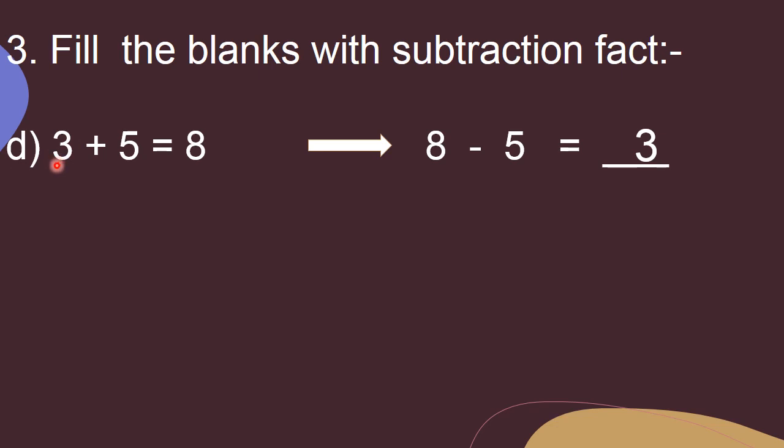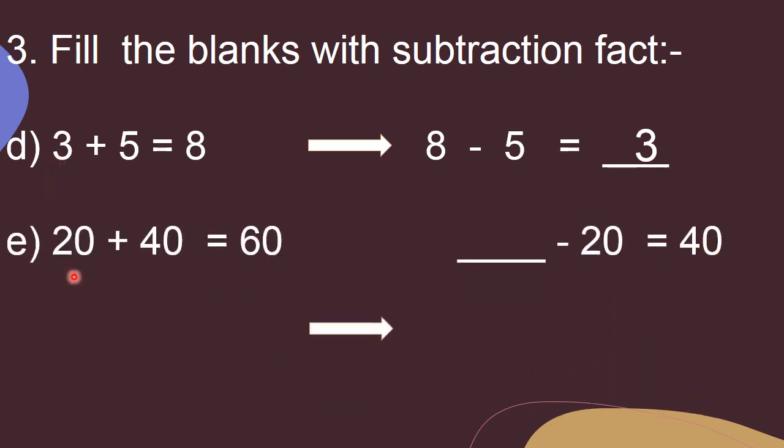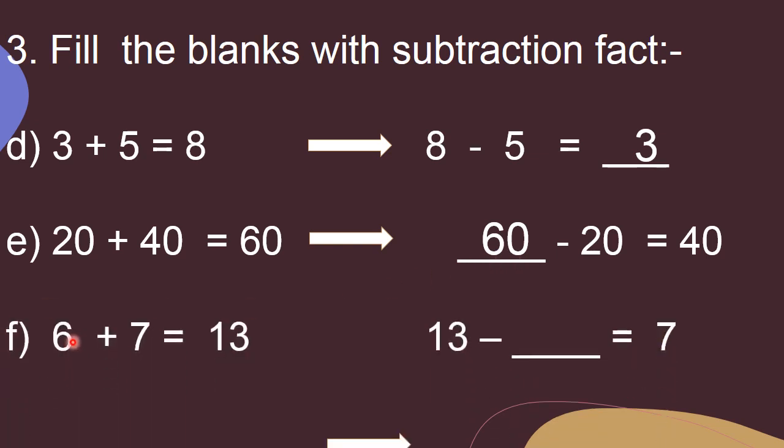That is 3. Now in E part, 20 plus 40 is equal to 60. Dash minus 20 is equal to 40. So which number is not given? That is 60, the total. Okay, so we'll write here 60. Now in F part, 6 plus 7 is equal to 13. So 13 minus dash is equal to 7. Which number is not given? That is 6. So we'll write 6 here.